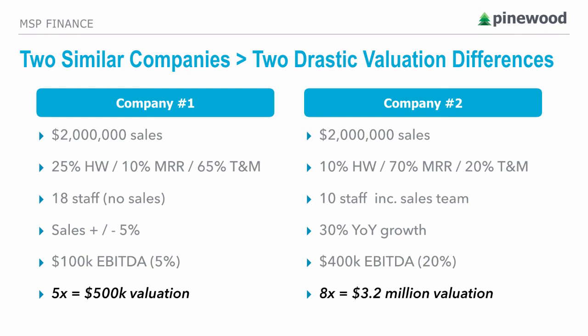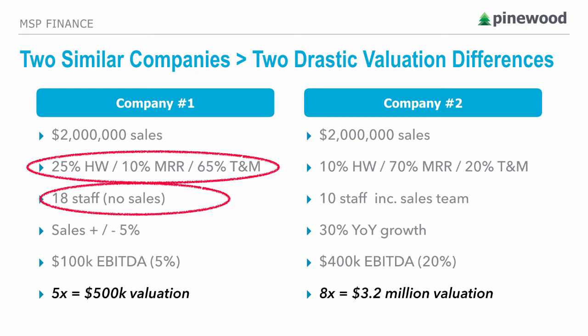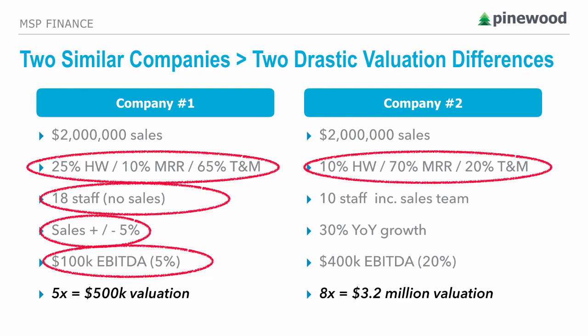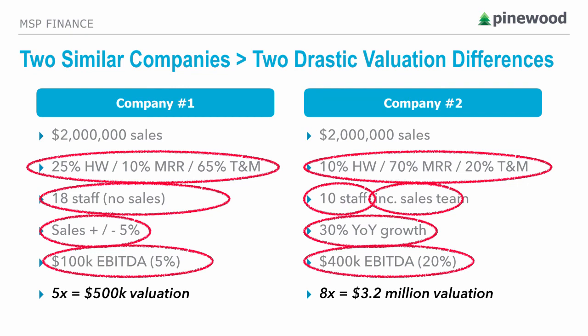And at an 8 times multiple as defined in the previous slide, that could be a $3.2 million valuation for this similar size company. So what are the big drivers here? The components of revenue, staff, how much revenue they generate. No sales growth, low margins. Compared to company 2, high concentration of recurring revenue contracted services, 10 staff, so great leverage, including a defined sales team that's helping the company grow at 30% or more each year, and a very high profit margin. That's leading to a 6 times valuation difference for two companies that might seem very similar on paper.